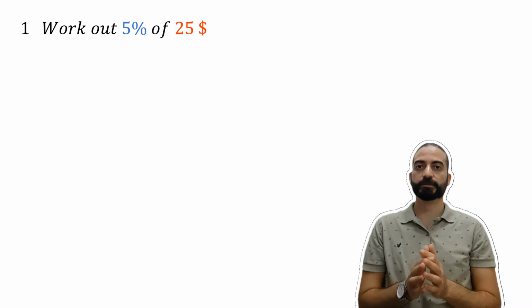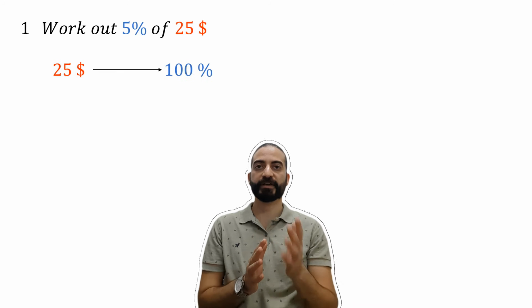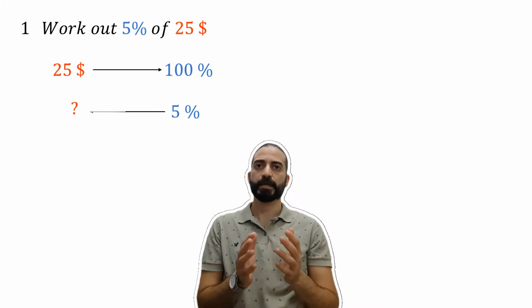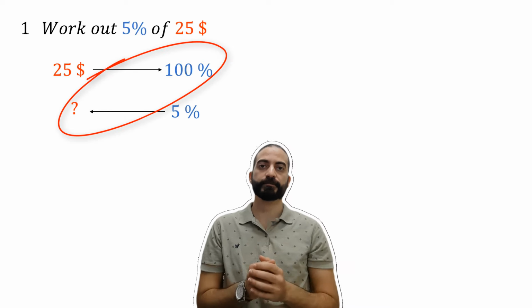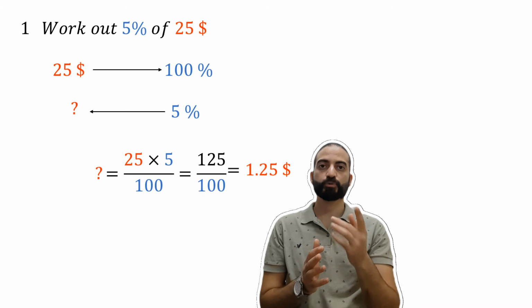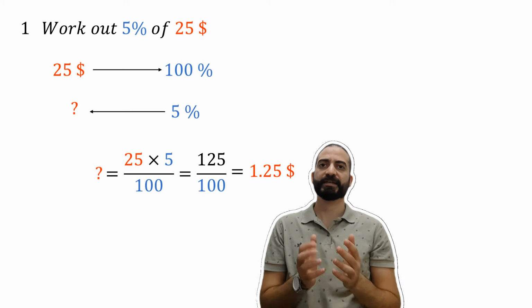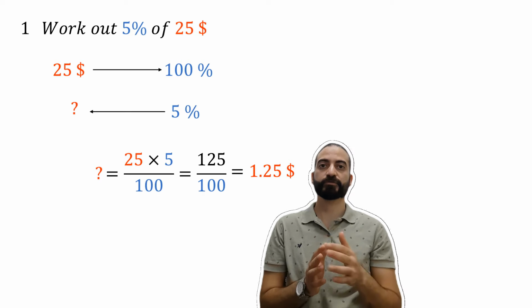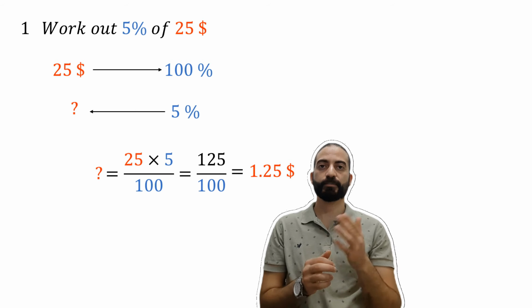We are required to work out 5% of $25. This means that $25 is 100% and we only want 5% of it. Now we multiply the opposite numbers together and divide them by the number opposite the question mark. So we get this form, and in the end we get an answer: $1.25, meaning 5% of $25 is $1.25.